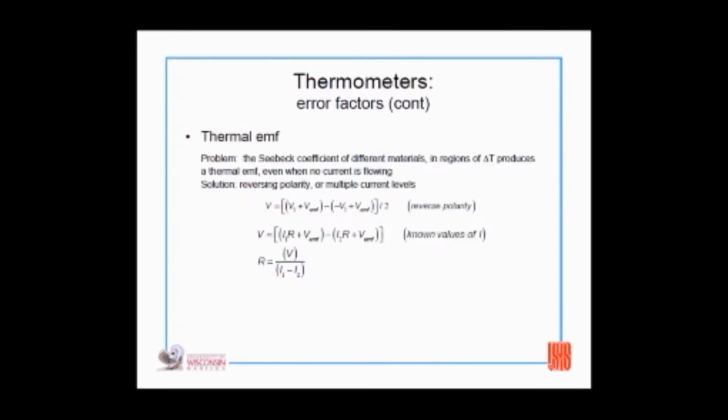Then another factor is thermal EMF. There is a problem: the Seebeck coefficient of different materials in regions of temperature difference produces a thermal EMF even when no current is flowing. So the solution is reversing the polarity or using multiple current levels.